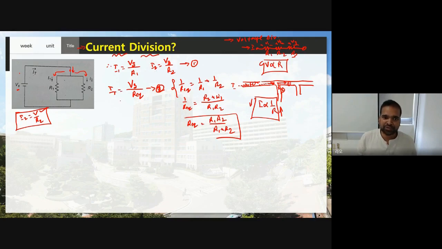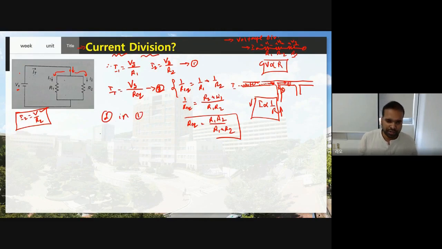Whereas equation 2 is the total current. Okay. Now what is our aim? We need to find current at R2 or current at R1. Now see, can I substitute equation 2 in equation 1?